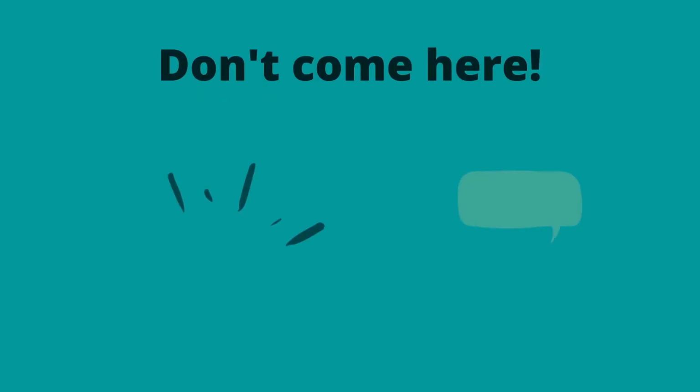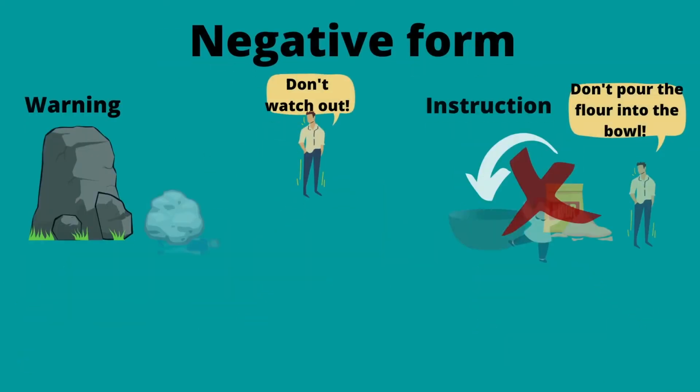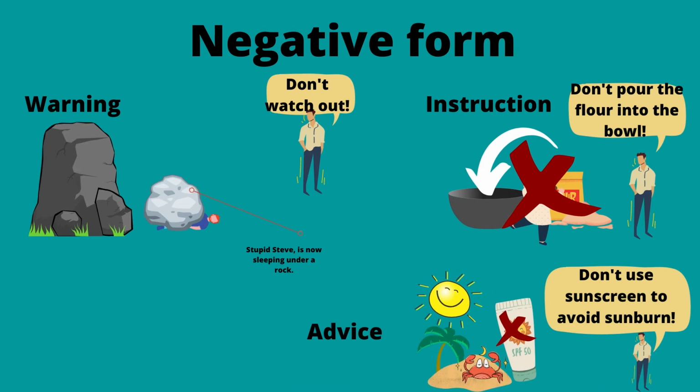But what do we say if we don't want the person to do something? Yes, we just use a don't or do not before the verb. So, come here becomes don't come here. Pour the flour into the bowl becomes don't pour the flour into the bowl, and so on.